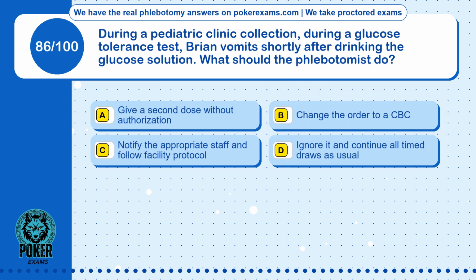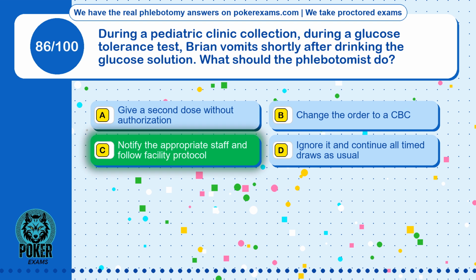Question 86. During a pediatric clinic collection, during a glucose tolerance test, Brian vomits shortly after drinking the glucose solution. What should the phlebotomist do? Option A. Give a second dose without authorization. Option B. Change the order to a CBC. Option C. Notify the appropriate staff and follow facility protocol. Option D. Ignore it and continue all time draws as usual.